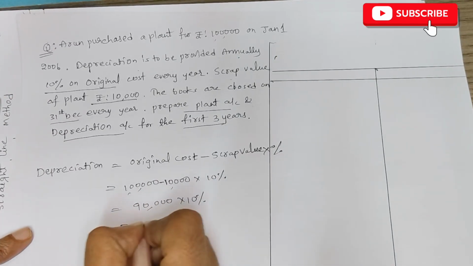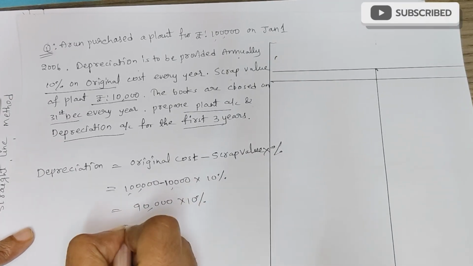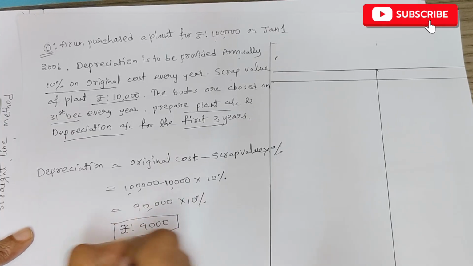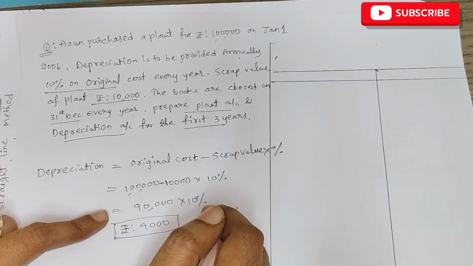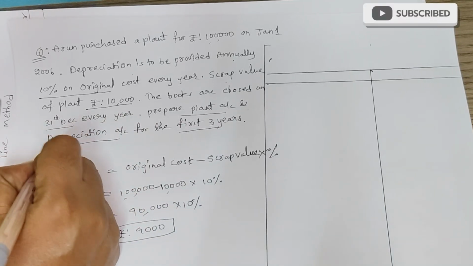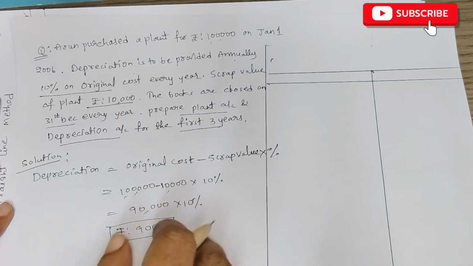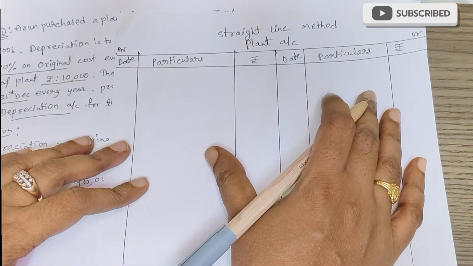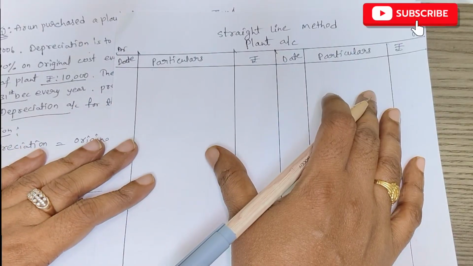90,000 into 10%, how much? 9,000. So what is this 9,000? Depreciation. So this depreciation we are charging while preparing the plant account. So it is a plant account we are preparing now by using the depreciation.